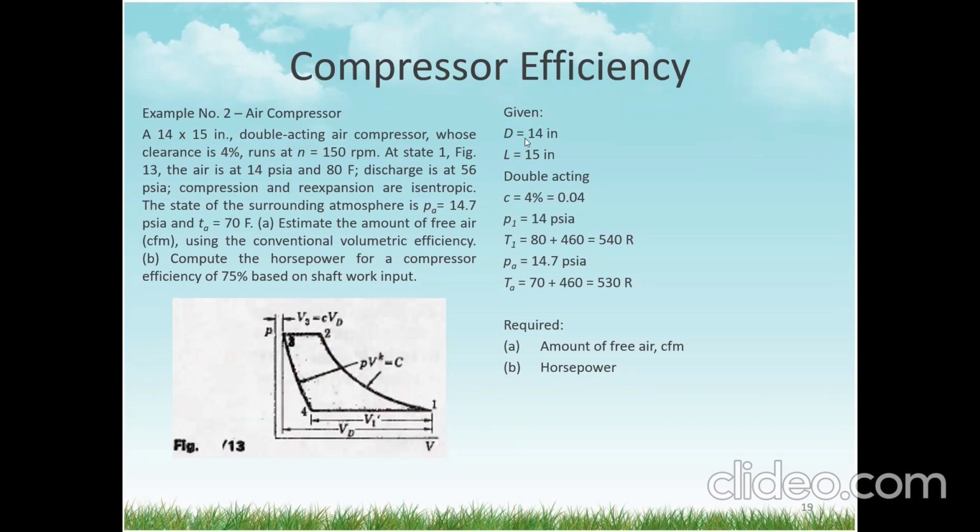Given, so D, bore 14 inches, length is 15 inches. This is a double acting. So C is 4% or 0.04. P sub 1 is 14 PSIA. T sub 1 is 80 plus 460 Fahrenheit, 540. P sub A, atmospheric, is 14.7 PSIA. T sub A is equal to 70 plus 460 or 530 Rankine. Required is the A, amount of free air, CFM, B, amount of horsepower. Sa industrial nyo, mabalik din to kasi meron dong compressor system. Mga sizing ng compressor.